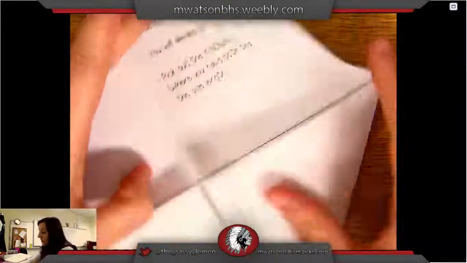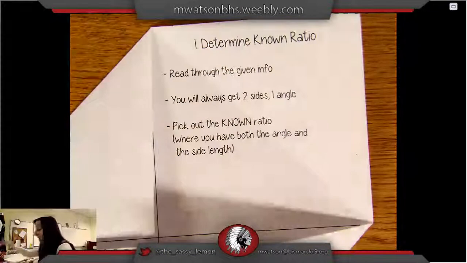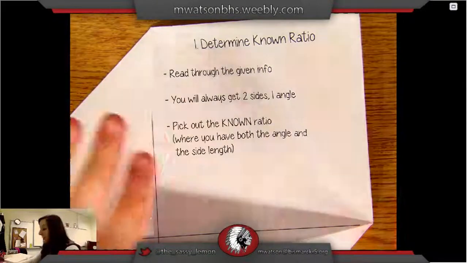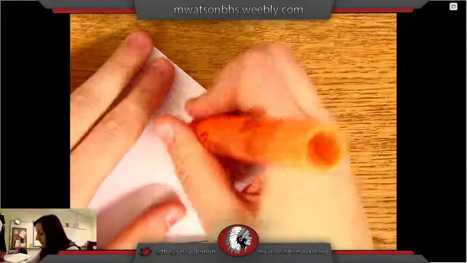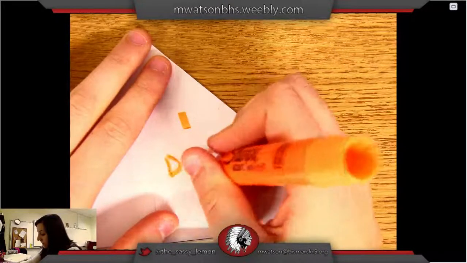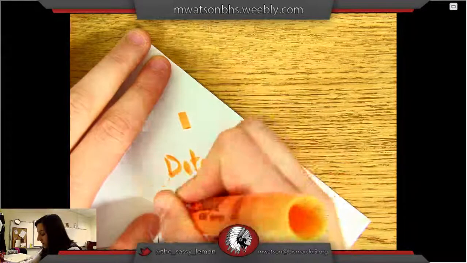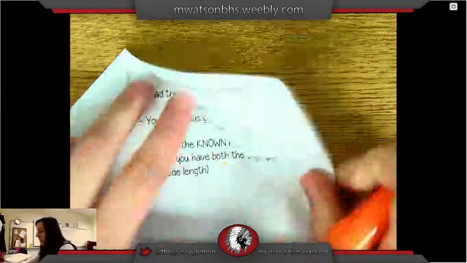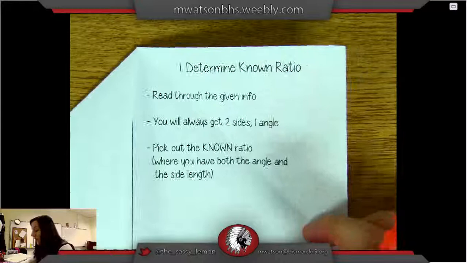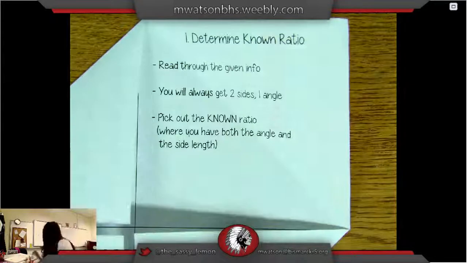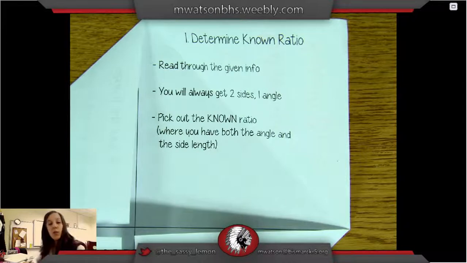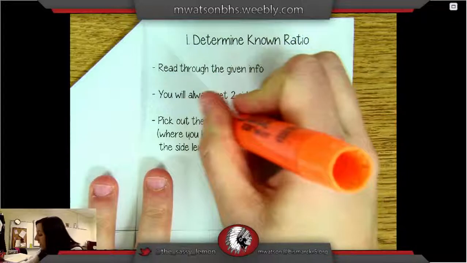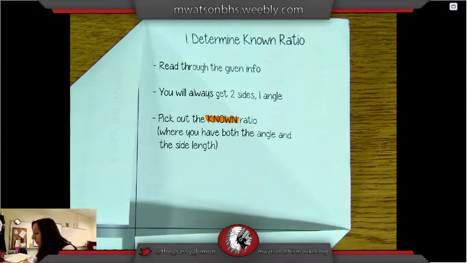Okay. So go to step number 1. And on the outside, we're going to write 1, determine known ratio. So 1, we're going to determine the known ratio. We're going to read through the info that we're given. We're going to see that we have two sides and an angle. And when it says pick out the known ratio, that means where you have both the angle and the side length.